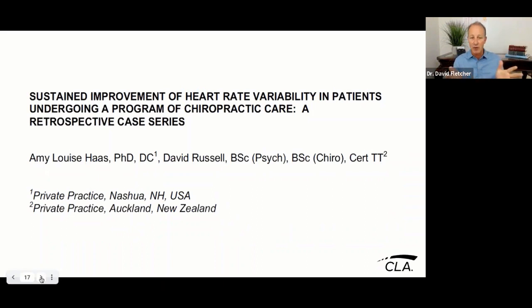Probably one of my favorite studies, because they used the insight on this, but more importantly, that were two of my favorite people within the profession, was Amy Haas and David Russell. And especially David Russell and I, we did a tremendous amount of work together to help us understand not only the relationship of instrumentation within there, but we spent a lot of time together working on papers that were affiliated with HRV. And I had the great honor of working with Amy Haas as she was preparing this paper as well, because one of the things that we know was that they took a very interesting approach, which was this sustained improvement.